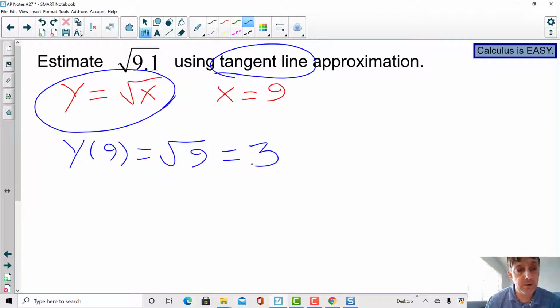Remember, this is a square root function. It's not a real square root. So that gives us a point. When you plug in x equals 9, you get y equals 3.